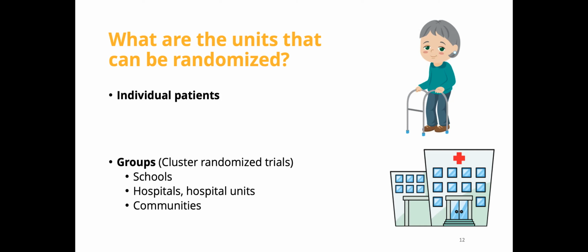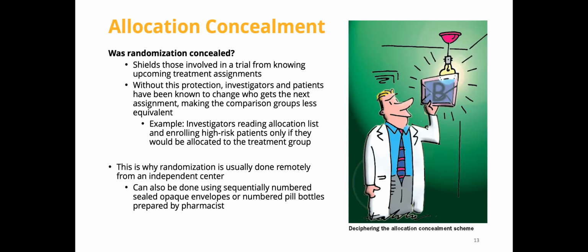So that's what I mean by how groups can be randomized in the context of a cluster randomized trial. Allocation concealment is another very important aspect of good randomized controlled trial conduct. Allocation concealment is all about whether or not randomization was concealed. If allocation concealment is present, it shields those involved in a trial from knowing an upcoming treatment assignment for a patient.